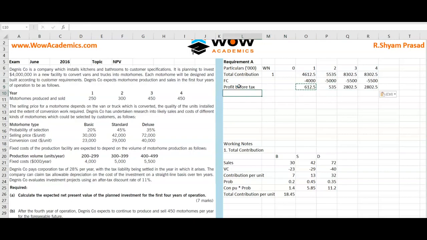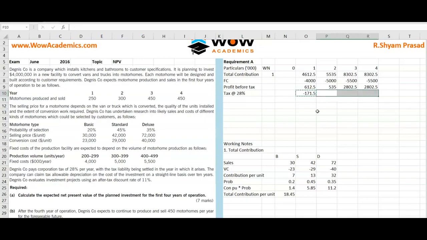So from here on, you have to compute the tax. So tax is at 28%. And it is also payable in the same year. So that's what they say, with the tax liability being settled in the year in which it arises. So you can take this number and multiply by 28%. You will get the answer. But as it is a negative number, you can take it as a minus symbol. So you got the answer.